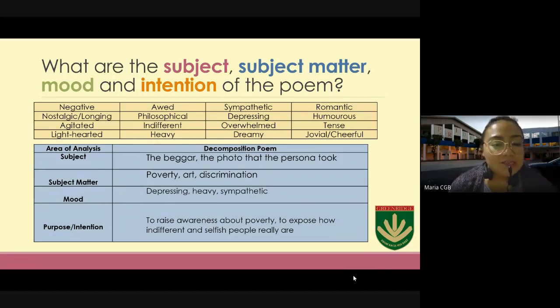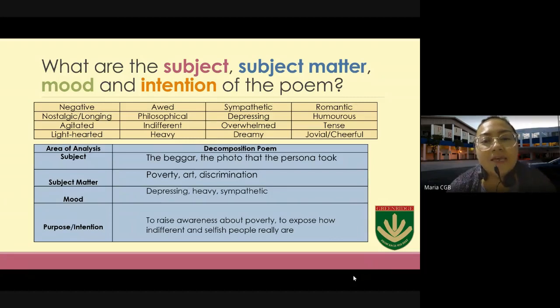All right, so what's the subject? Let's do an S square MP analysis for the composition. So what's the subject of the poem? It is the beggar, or the photo that the persona took, because he's talking about the whole decomposition. Subject matter: poverty, art, discrimination. Mood is depressing, heavy, sympathetic. Towards the end, the persona was sympathetic of the beggar.